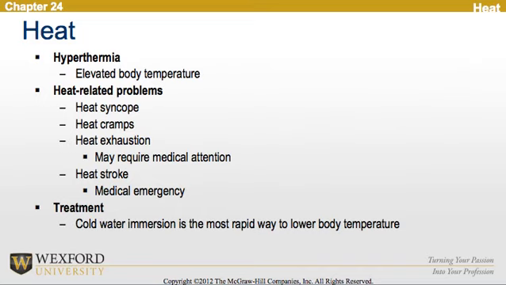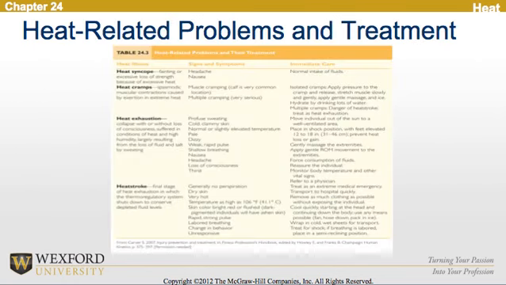Now moving on to heat, we see that hyperthermia is an elevated body temperature. And we can examine heat-related problems such as heat cramps, heat exhaustion, which may require medical attention, and heat stroke, which will lead to a medical emergency. Treatment involves cold water immersion, which is the most rapid way to lower the body temperature. In the following table, you can reference in your book, we can see the heat-related problems and their treatments.